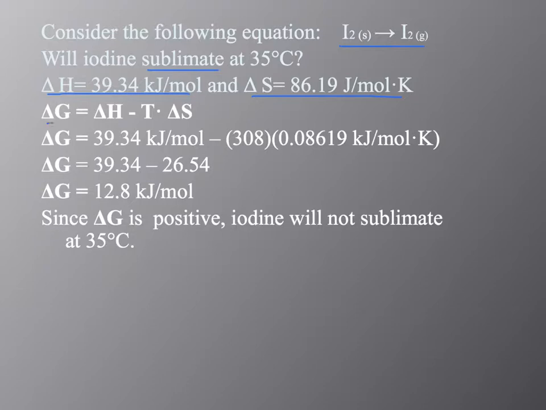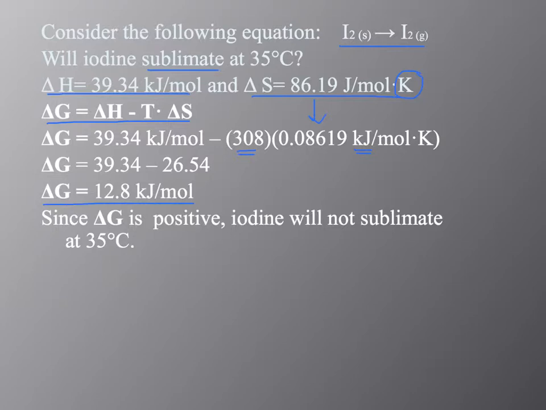So you start off with our Gibbs free energy equation, delta G equals delta H minus T delta S. And we plug in our 39.34 kilojoules per mole for delta H. And we multiply the temperature, turned to Kelvin. Be sure that you notice things always need to be in Kelvin units here. And we have converted our joules per mole to kilojoules per mole, so the number gets even smaller. If you multiply that all out and finish the equation, you find that delta G at 35 degrees Celsius, or 308 Kelvin, is a positive 12.8 kilojoules per mole.